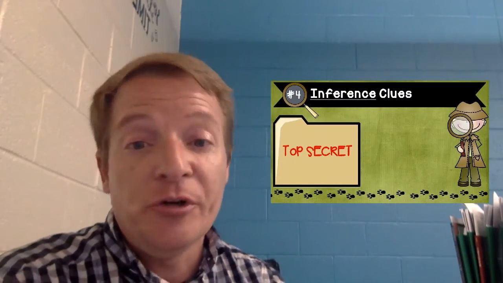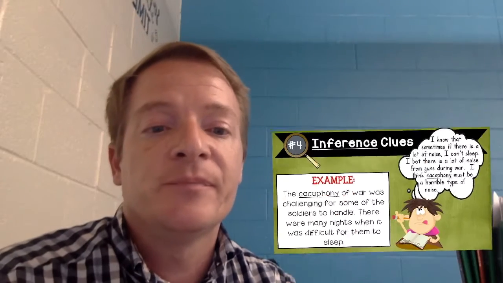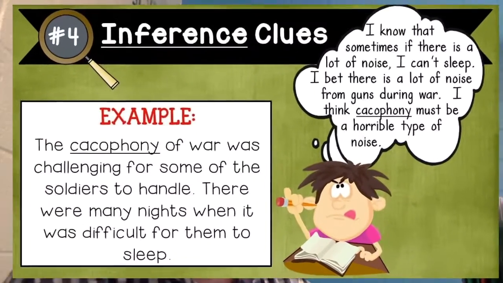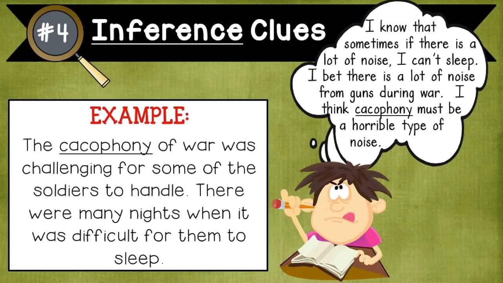An inference clue. If you remember what an inference is, it's when you take what you know and you take what you've read and you come up with your best guess. So on this one, for the example, the cacophony of war was challenging for some of the soldiers to handle. There were many nights when it was difficult for them to sleep.